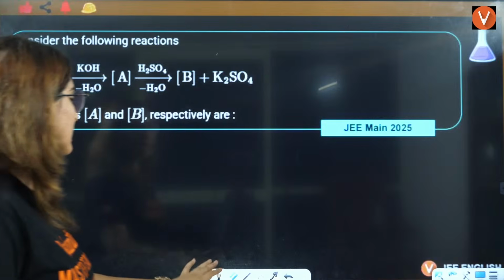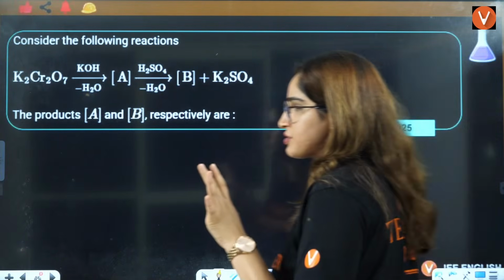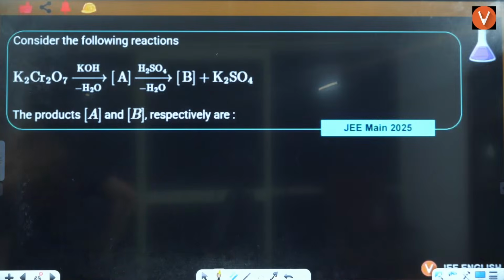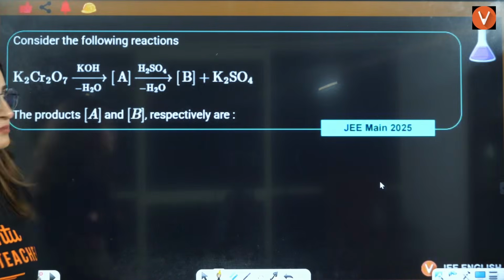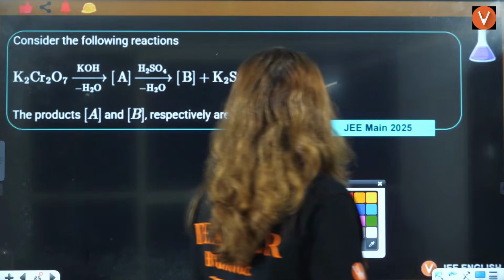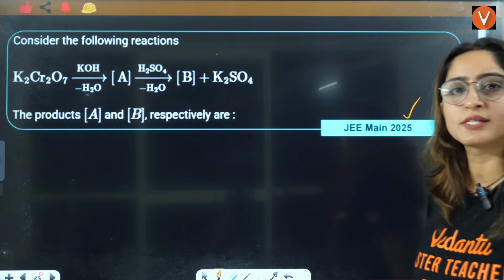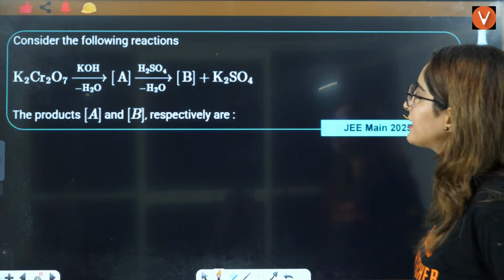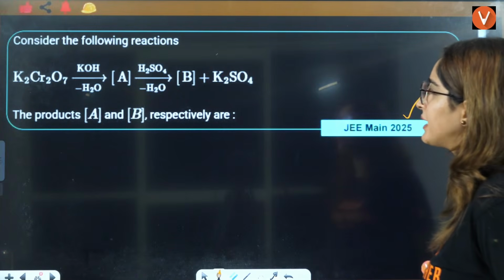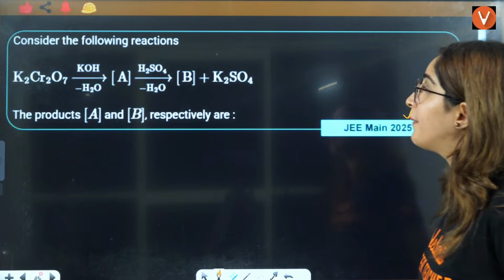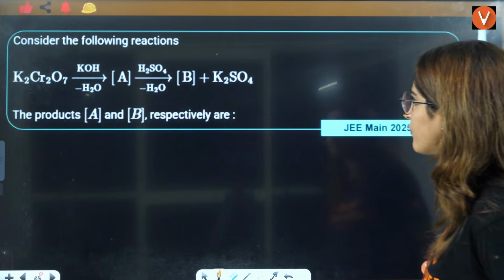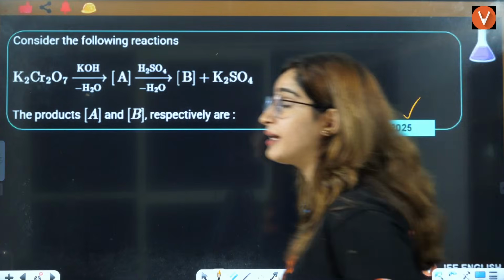Okay, let's see the JEE Mains 2025 question here. Considering the following reactions, you have a JEE Mains 2025 question: K₂Cr₂O₇ in the presence of KOH gives you some A, then we add acid here, which will give you B and H2SO4 and K2SO4.